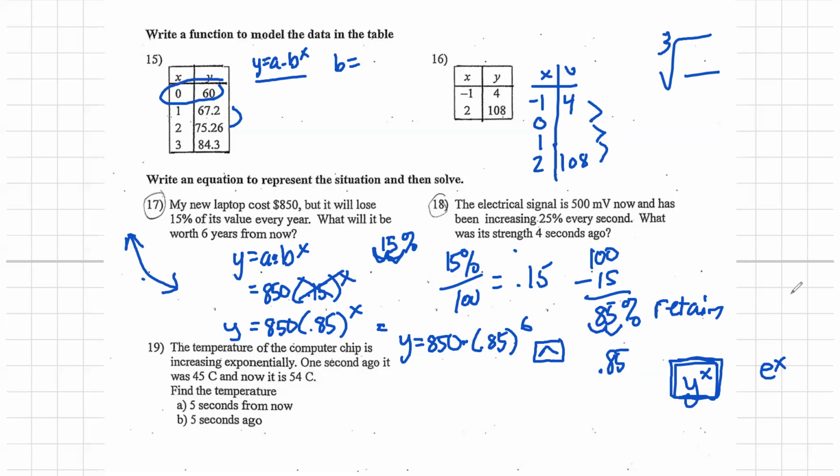It's just somewhere on there. Oh, like what place? Like the tenths or the hundredths, like the 2 decimal places. Okay, so round to 2 decimal places, since this is a dollar value. Okay, so try number 18 here. The electrical signal is 500 millivolts now, and has been increasing 25% each year or every second. What is its strength 4 seconds ago?